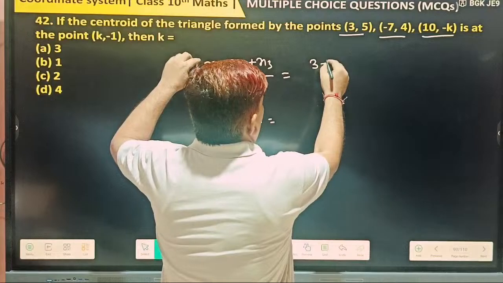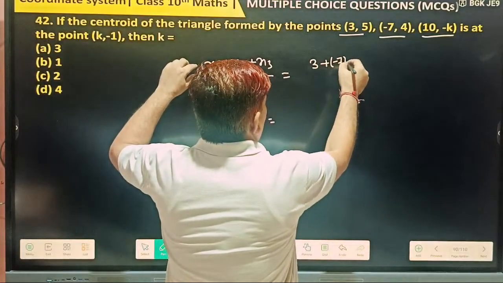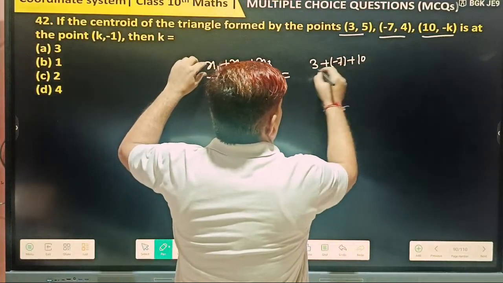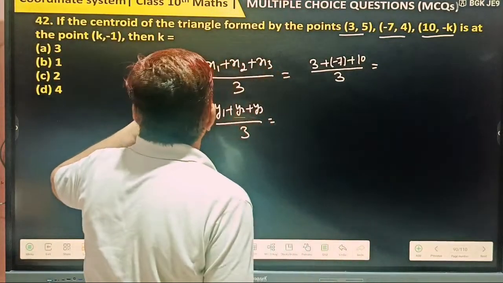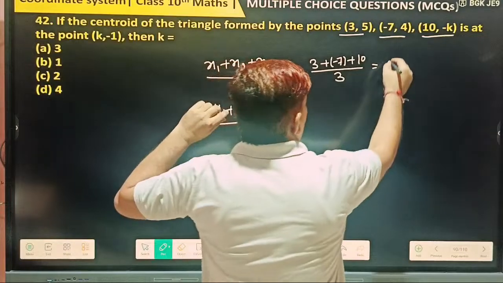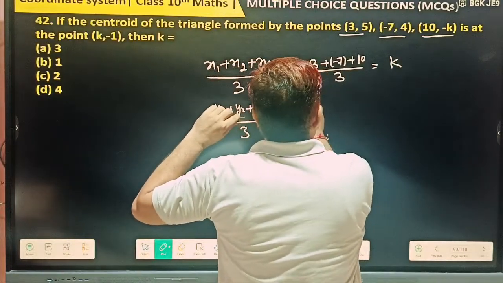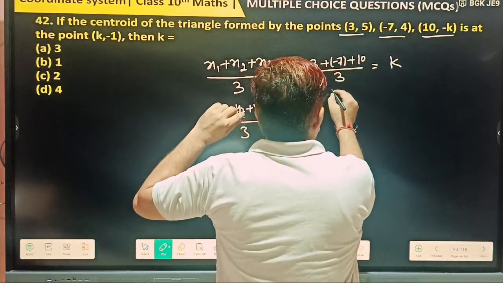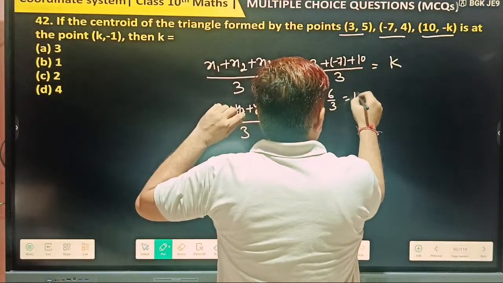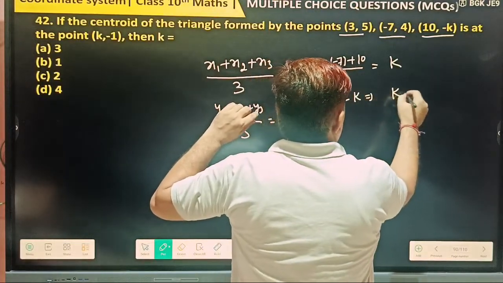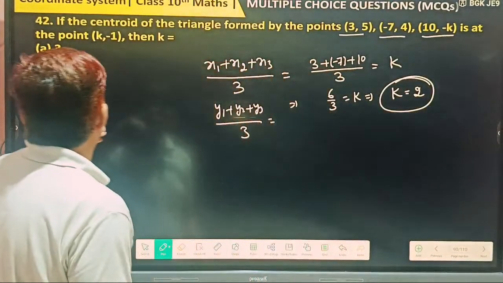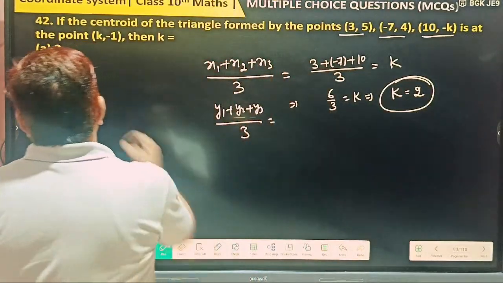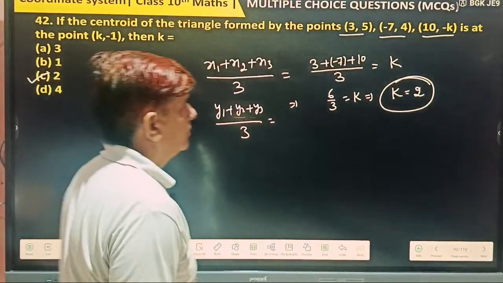Understood? So how can you find this x1? 3 minus 7 plus 10 by 3 is equal to what? Is equal to k. So what does this imply? 13 minus 6 by 3 equal to k. What does it imply? k equal to 2. What's the value of k? 2. Then k equal to 2, C is your answer.